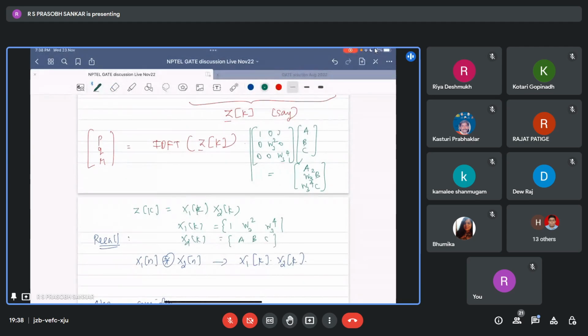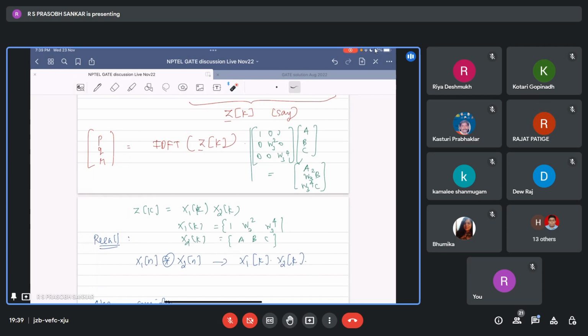So what I'm trying to do is relate the matrix representation of the DFT with what we have in the usual sense. What I'm saying is that this Z of k is a discrete time sequence of which the kth entry is given by the product of the kth entry of this sequence and the kth entry of this sequence. That's it. Is that okay?